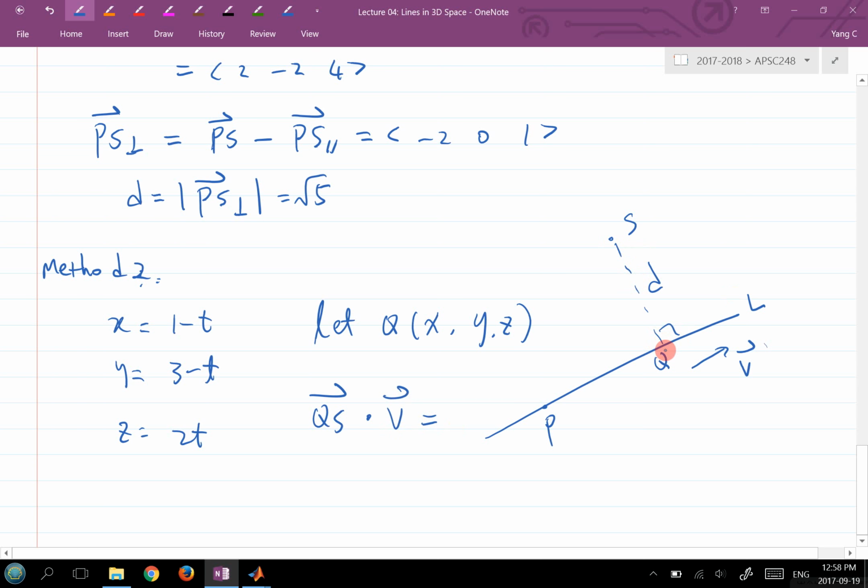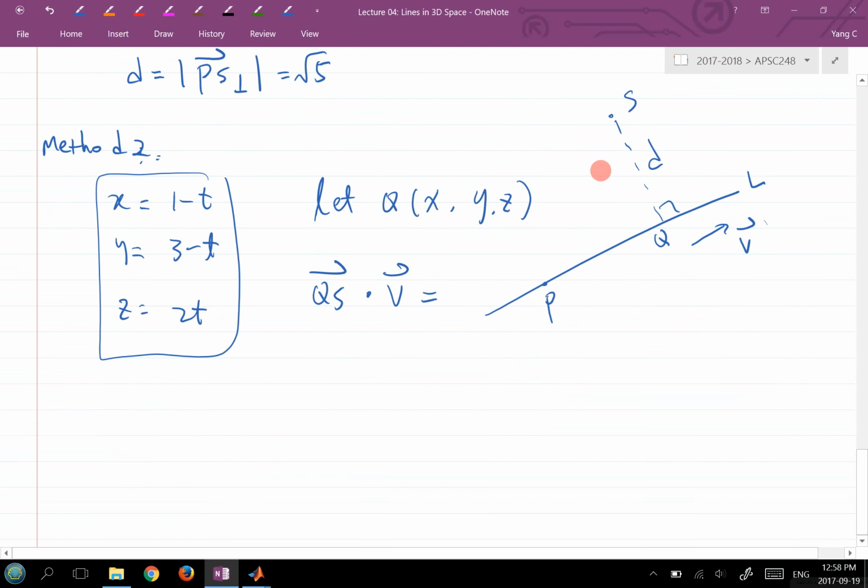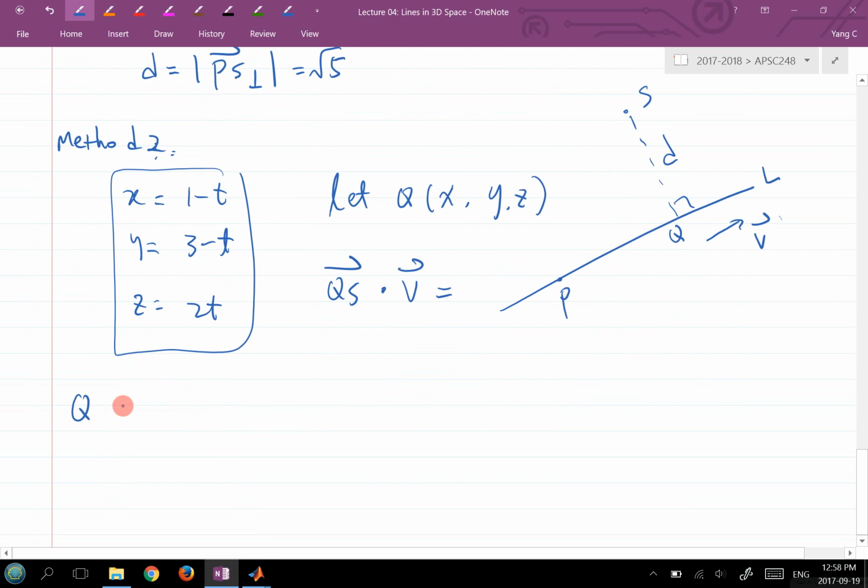You're looking for the shortest distance, which means you're looking for what? Alternatively, you're looking for a point Q such that SQ is perpendicular to L. Okay. So if you can find the coordinates for Q, then you can find the shortest distance by getting the length between S and Q, right? So that's the idea. But we don't know what Q is. What we do know is Q is on the line L here, right? So what's the line L equation? So basically any point on the line L has this property, so Q has the coordinates 1 minus t, 3 minus t, 2t.